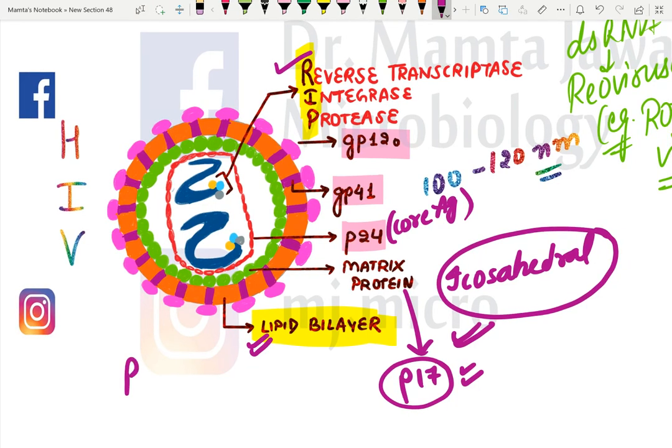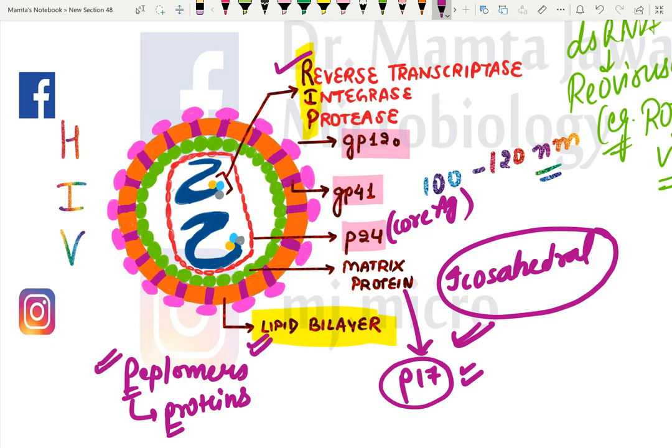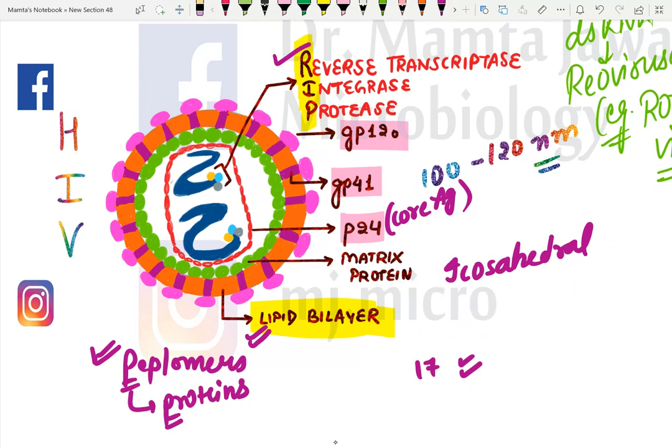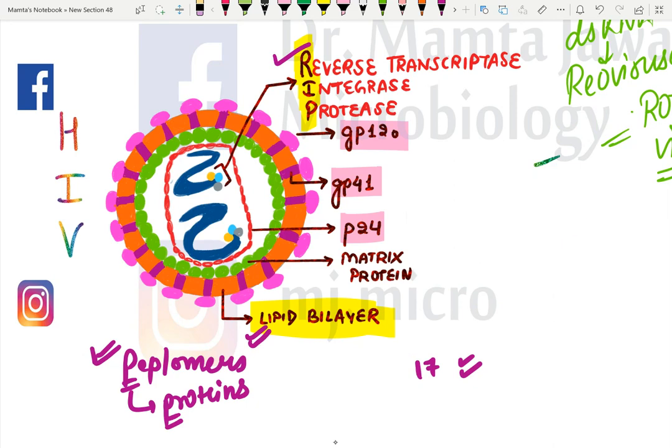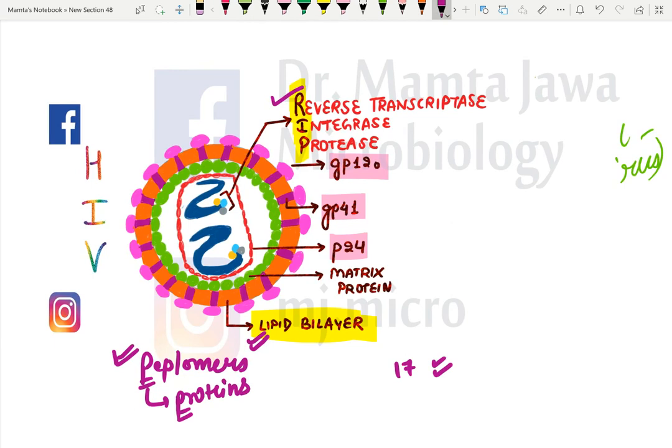Remember, P for peplomers, P for proteins. Peplomers are the proteins which are studded or decorated on the surface of the envelope of enveloped viruses, right? So, needless to say, non-enveloped viruses, that is naked viruses, are devoid of peplomers. These peplomers serve a very important function, and that is to help the virus attach to the host cell. Now, over here we have got two important peplomers, as you can see in this diagram, GP120 and GP41. Right, the pinkish one is GP120, and the purple one is GP41.